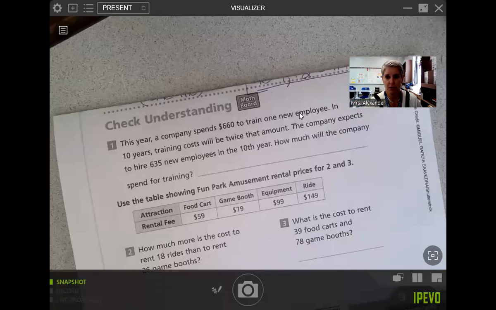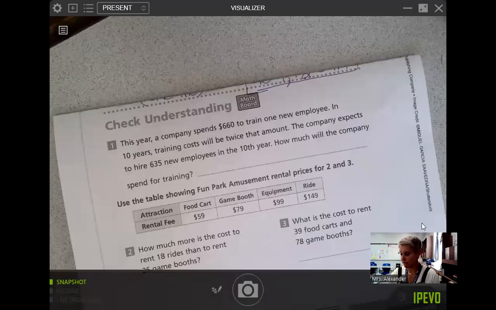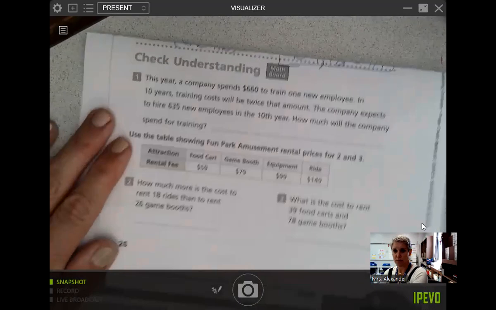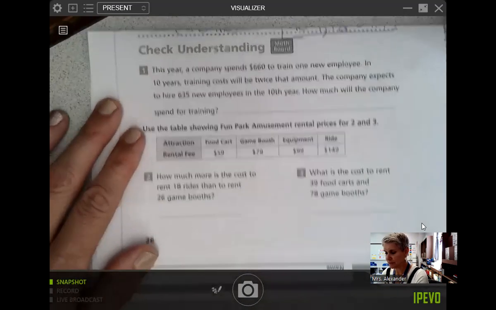So here I'm going to share the screen so you can see my paper that looks like yours. We are finishing our workbook page 26 from today.